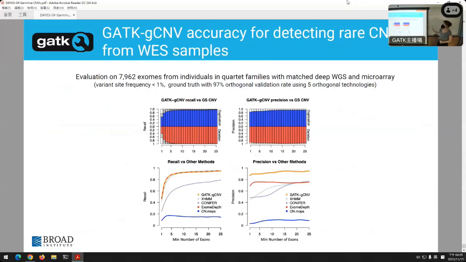We also see on the bottom the recall and precision compared to other exome CNV callers. So you can see that GCNV is like tied for best for recall with a couple of other tools, XHMM and exome depth. But for precision, GCNV is way better than all the other tools. So that's all I have on GCNV. Any questions?